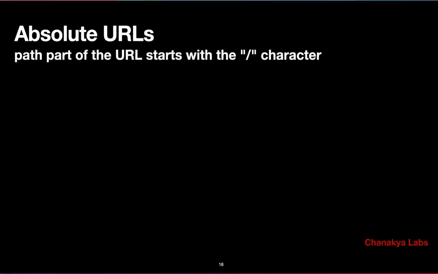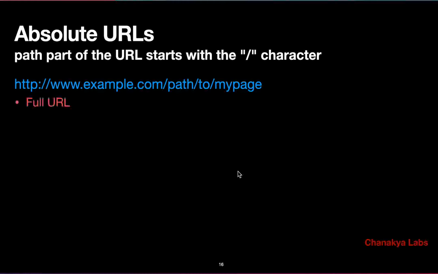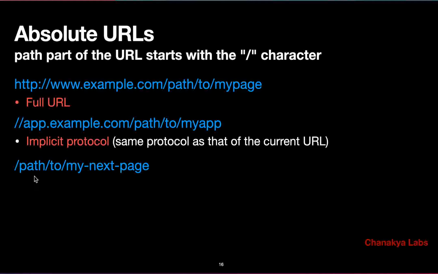Now we will talk about absolute URLs. If the path part of the URL starts with a slash, then it is called an absolute URL. So something like this part, these are absolute URLs. In contrast, you might have heard of something called relative URLs. We will look at it next. But right now, if some path starts with a slash, then that is an absolute URL.